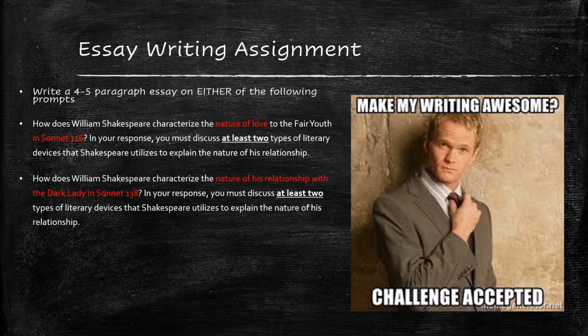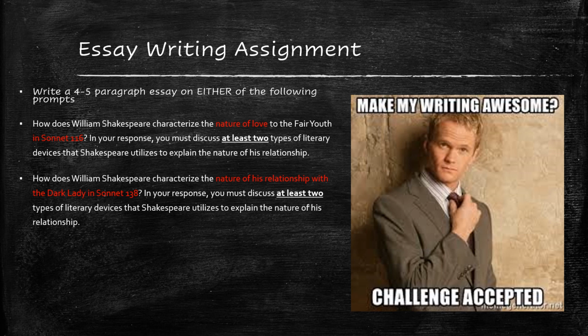For those of you who perhaps were struggling to understand this sonnet, or you simply preferred Sonnet 116 better, you can answer the following prompt, bullet point number 1. How does William Shakespeare characterize the nature of love to the fair youth in Sonnet 116? So how does Shakespeare describe what love should be to the fair youth in Sonnet 116, and what sort of literary devices does he use to do that?